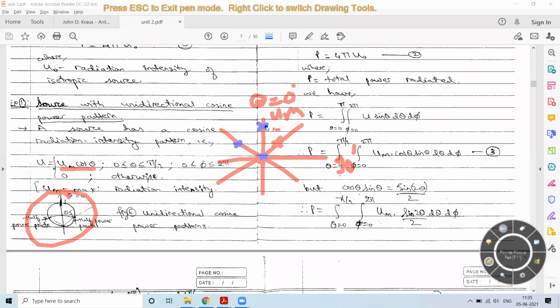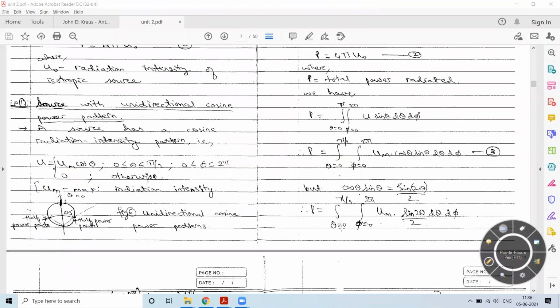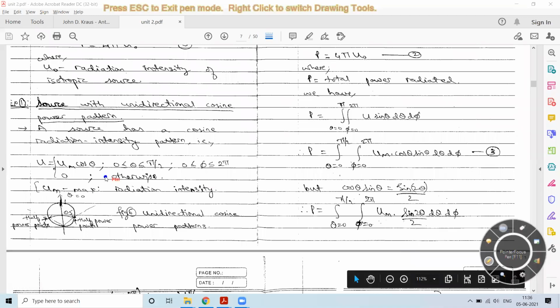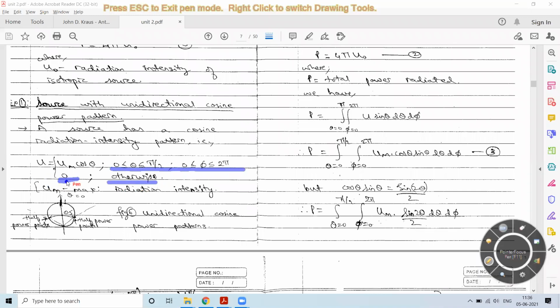So when I plot this, I just combine these lines. So I'll be having a pattern which will be appearing in this form. This is how it will be appearing. So this is just a plot. And for other angles, the value will be 0.